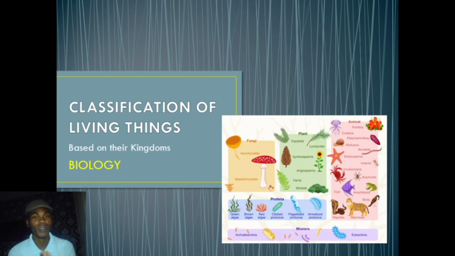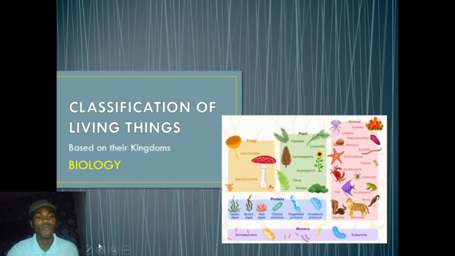Today we are going to talk about classification of living things in the subject biology, but we are not going to talk about other classification, like for example the characteristics, the class, the species. No, we're going to be talking about their kingdom. Yes, today's class is classification of living things based on their kingdom. Now join me as we move forward.